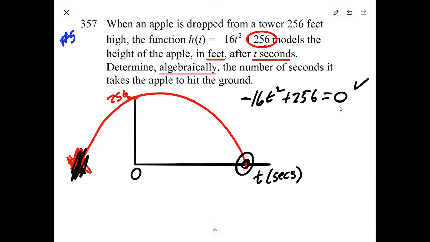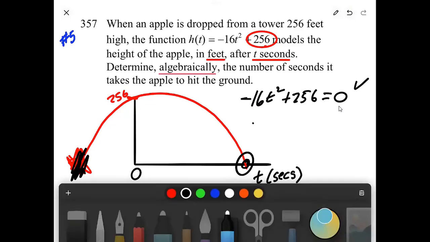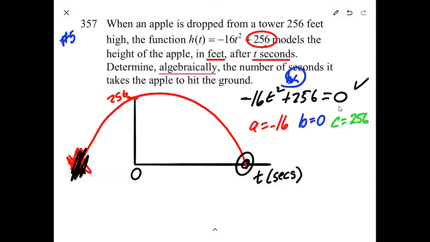So now this means that A is going to be negative 16. Now notice there is no bx term. So you would say B is equal to 0 because there's nothing there. And then the constant C is equal to 256. So here's our formula. I'm going to put it right here.